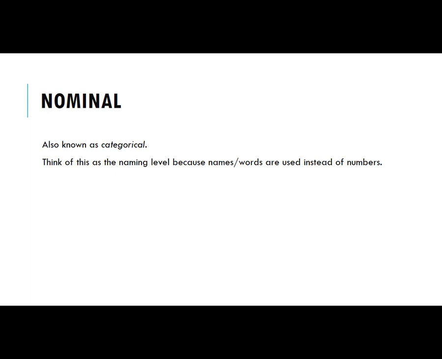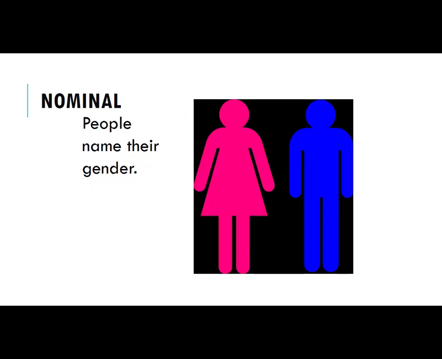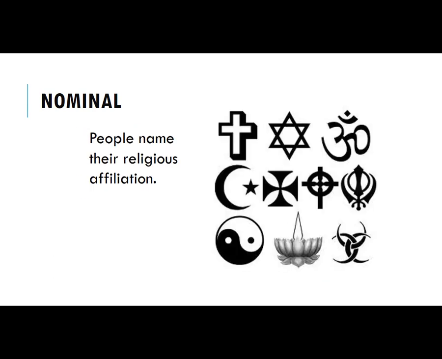The first type or first level is nominal. This is also known as categorical. Think of this as the naming level because names or words are used instead of numbers. So there are no numbers in nominal. So think categorical is kind of an easier way to remember it. Some examples. People name the political parties with which they are affiliated. Those are nominal. People name their gender. People name the states in which they reside. People name their religious affiliation.